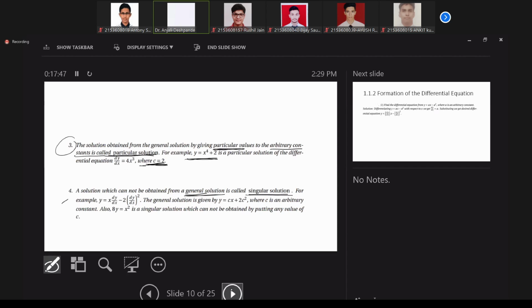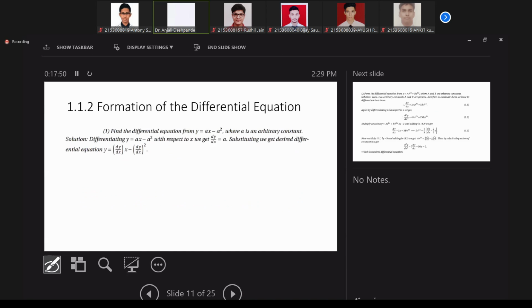Okay, now let's move to an important part: formation of the differential equation. How to form the differential equation. Those of you who are making notes can now write this heading, formation of differential equation. Once you have done it, just let me know that you're finished. Yes, ma'am. Done. All right.